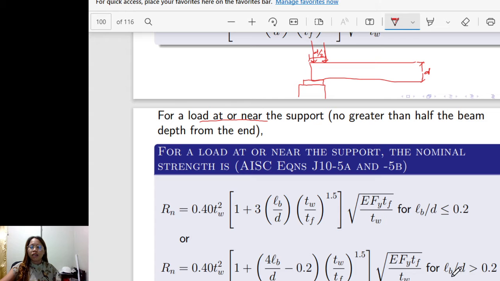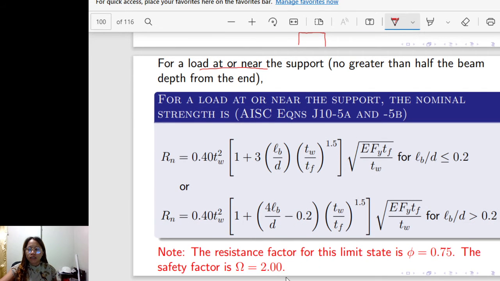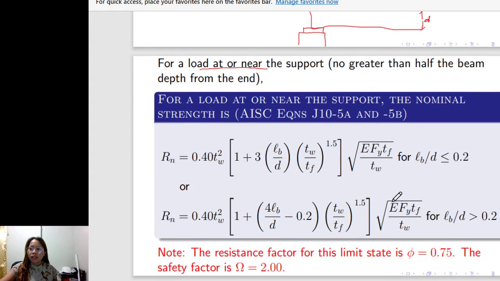If the bearing length over the depth of the beam or wide flange is greater than 0.2, then your nominal strength is this long equation, which has 4 L sub B over D minus 0.2 in it, times 3 times L sub B over D. Note that the resistance factor for this limit state, web crippling, is 0.75 and the safety factor is 2.0.